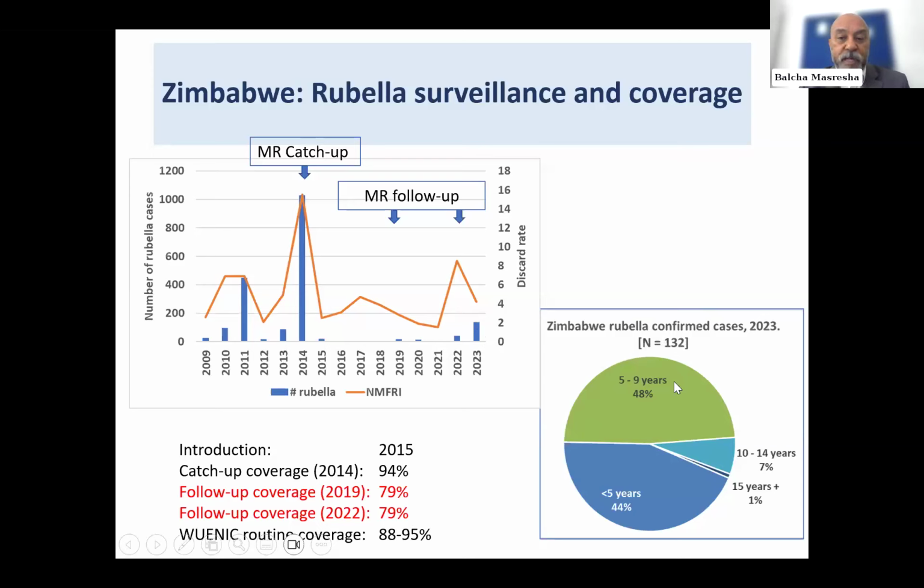Nearly half of them were in the age group 5 to 9, and 44% were below 5 years of age. So definitely, the cases that could have been avoided with high coverage in 2019 and high coverage in 2022 were not fully prevented, and that tells you to a certain extent why the age group of occurrence is in this particular age brackets.